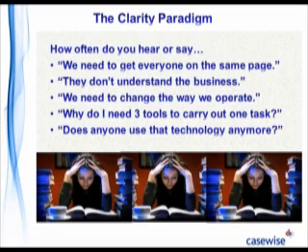So how often do you hear or say things like, we need to get everybody on the same page. They just don't understand the business. We need to change the way we operate. Why do I need 3 systems to carry out one task? Do we even use that technology anymore? These are the types of questions that increased clarity through enterprise architecture can help answer, and give us the opportunity to make better decisions faster.